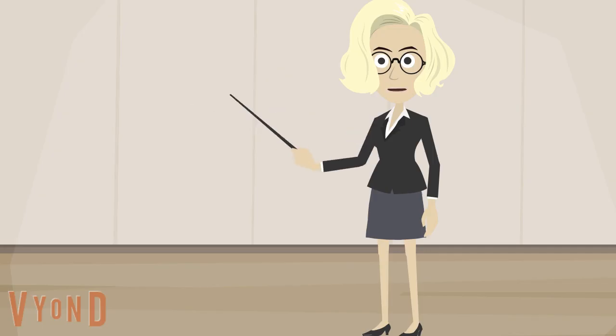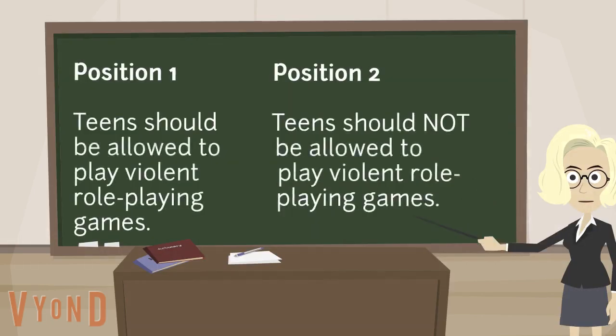The article that we'll be using was published in the New York Times. We'll be reading Hijinks Shootout, and here are the positions. The first position is that teens should be allowed to play violent role-playing games. The second position is that teens should not be allowed to play violent role-playing games. For this first activity, you'll be defending the position that teens should not be allowed to play violent role-playing games.